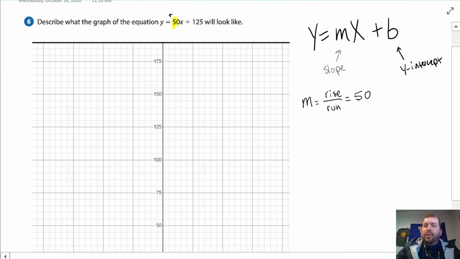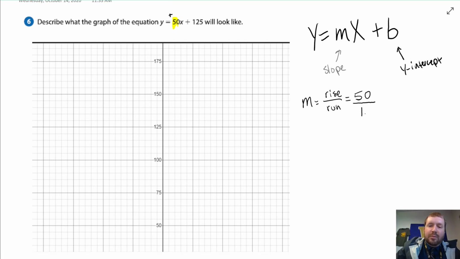Now, please keep in mind that slope is expressed as a fraction, as rise divided by run. Sometimes we're given slope as a whole number, like when it's 50, in this case, and we can divide by 1. So 50 over 1 is the same as 50.